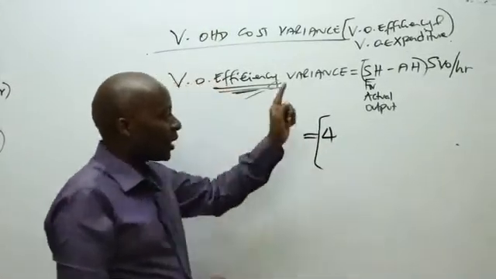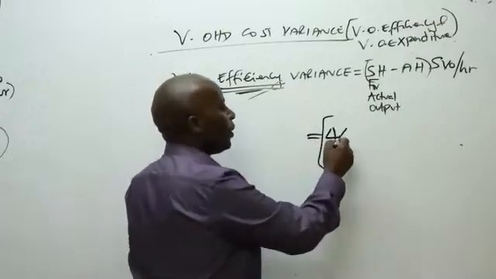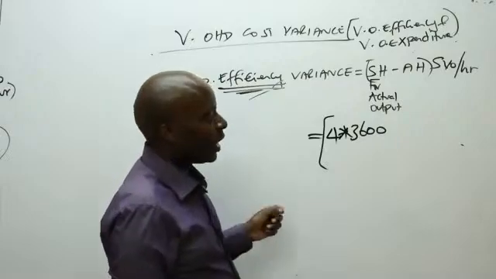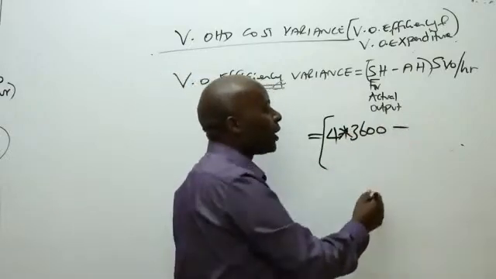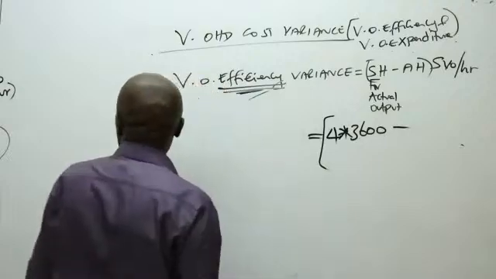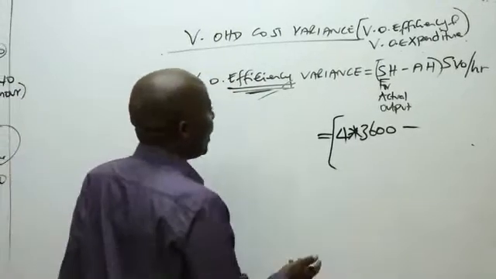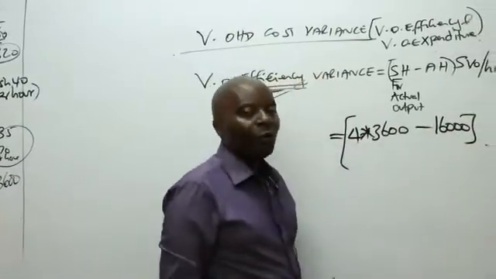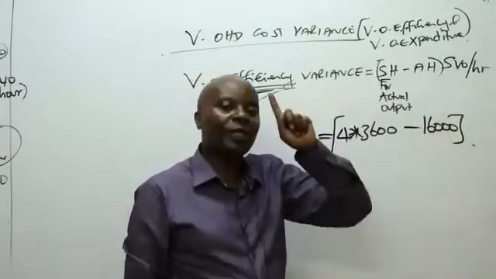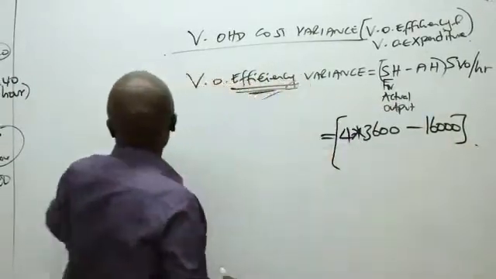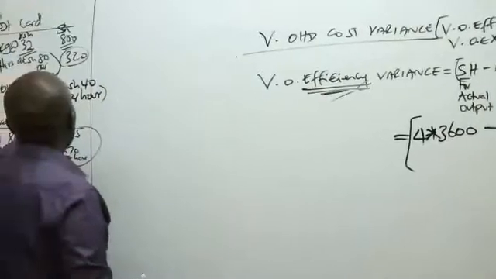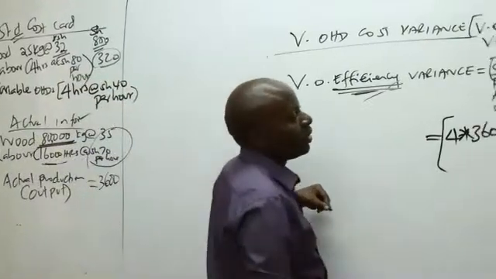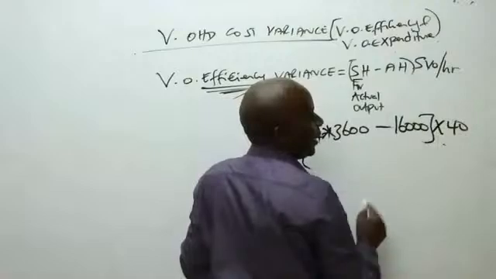But remember, if it is capital SH, we must involve the actual production. So multiply this with 3,600, minus the actual hours. These are the normal actual labor hours that you guys gave me, a figure of 16,000, multiplied by the standard variable overhead. So again, go to the standard cost card. I can see variable overhead 4 hours, each at a standard cost of shillings 40 per hour. So times 40.